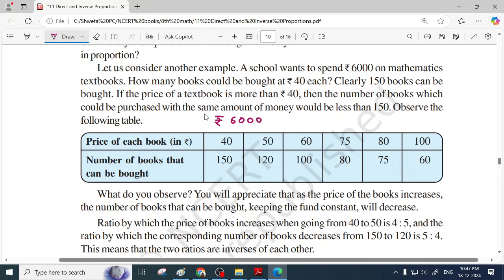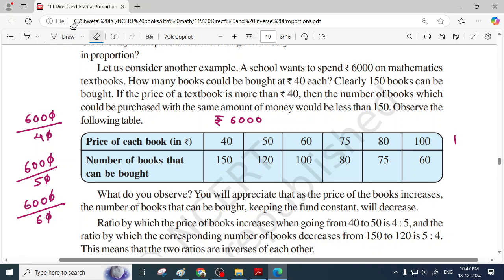Now if total amount is 6,000 and cost of each book is 40, then the number of books purchased will be 150. Now if the cost of book increases, number of books decreases. For 60 rupees cost, the number of books that can be purchased is 100. So as cost of book increases, number of books purchased in rupees 6,000 decreases.